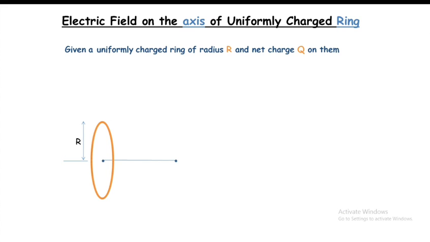We are given a uniformly charged ring of radius r having net charge q on it. Let us suppose a small differential element having charge dq on it. We will try to find the electric field due to this dq element at this point and integrate for the whole ring. This dq element makes an angle theta with this axis passing through the center of the ring.